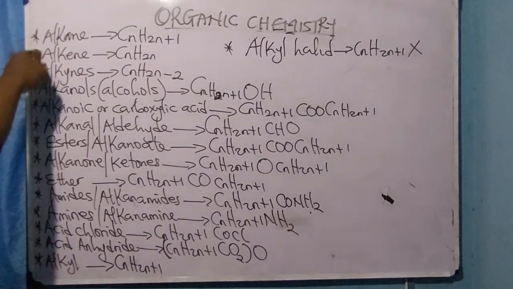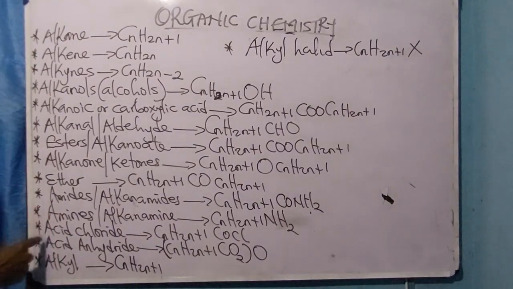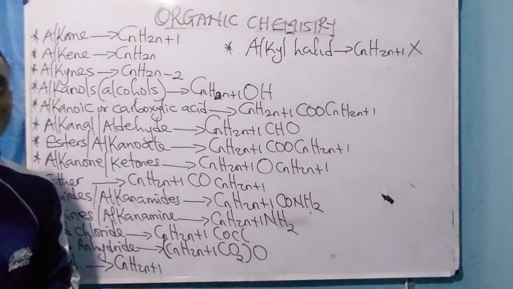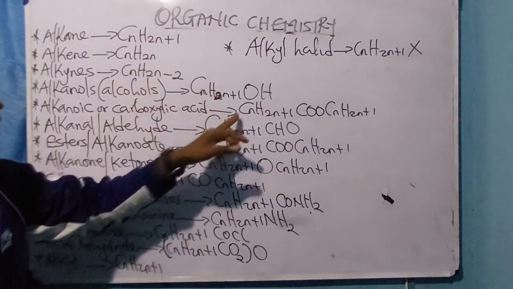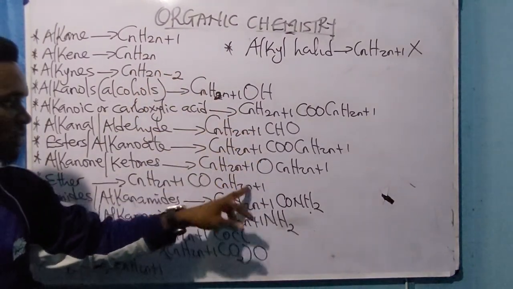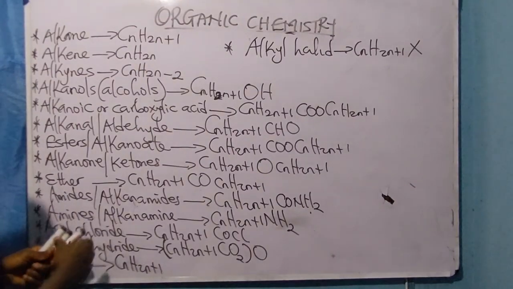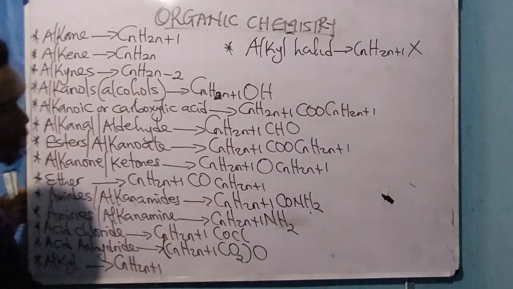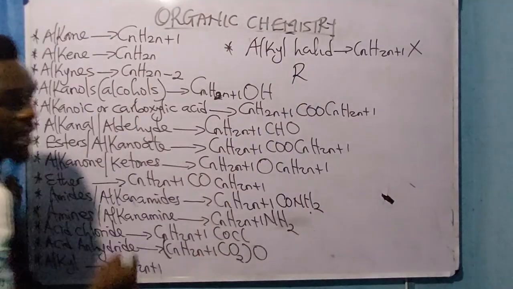How many do we have here? 1, 2, 3, 4, 5, 6, 7, 8, 9, 10, 11, 12, 13, 14, 15. As you are studying organic chemistry, the first step you have to take is to know the formula of a given homologous series. It is very important. Now, this HCnH2n+1 represents the alkyl group. That is the methyl group.